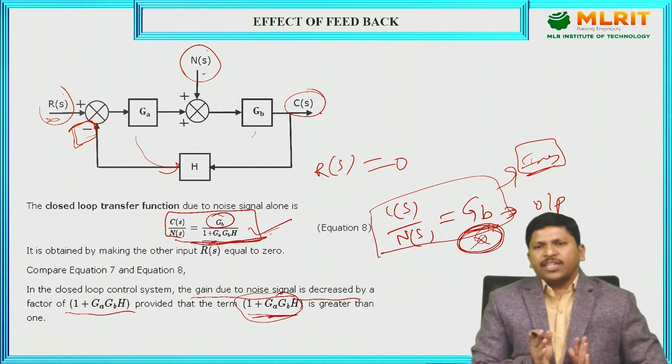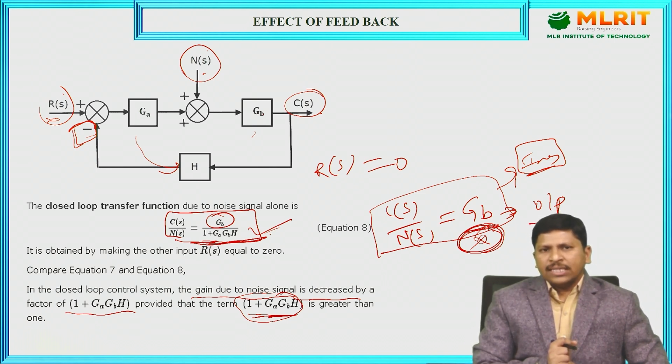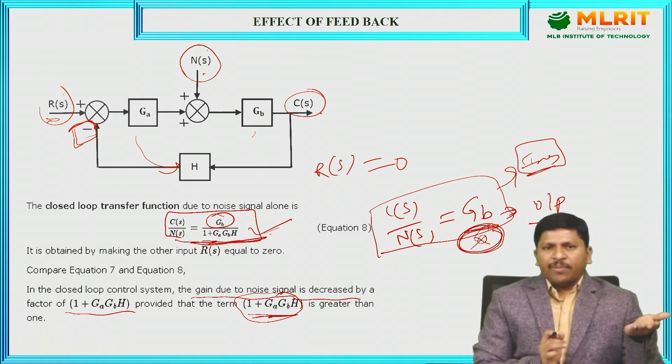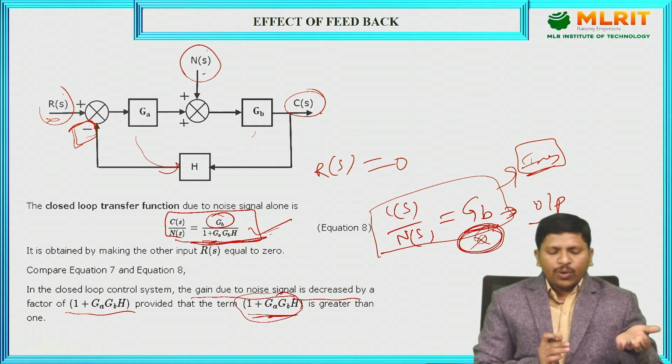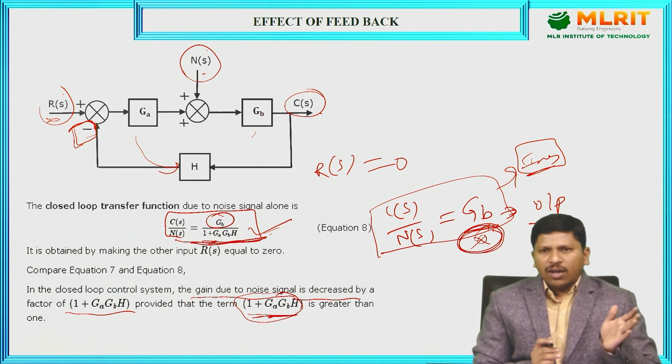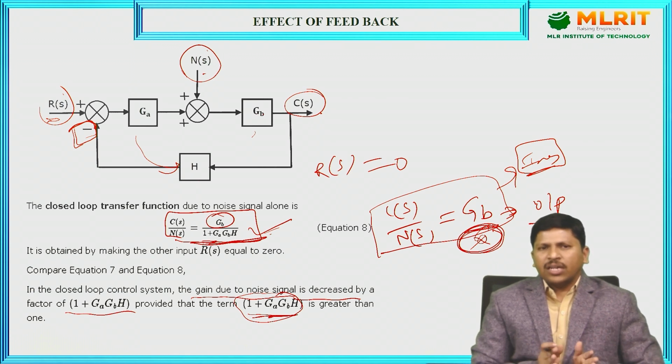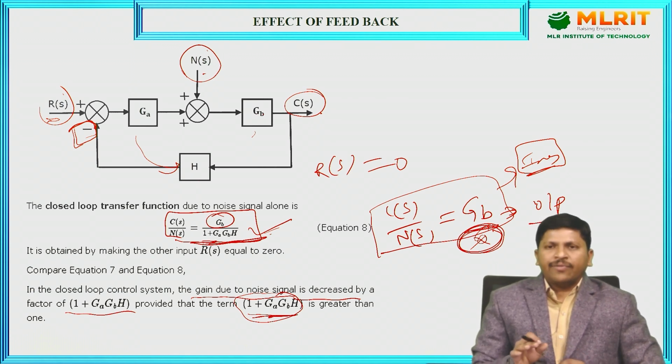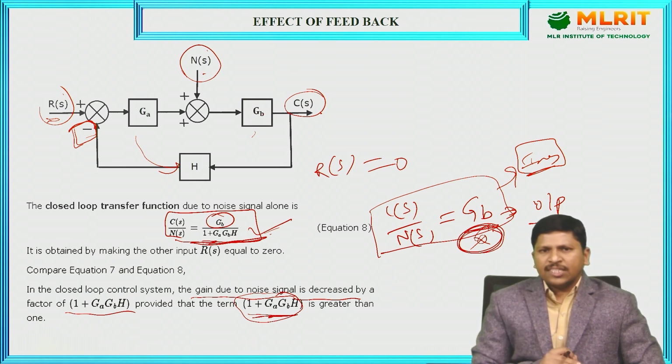So these are some of the effects of feedback on the control system. If feedback is used in a control system, we get an effect on sensitivity, an effect on noise, an effect on overall gain, and an effect on stability. All these are the effects when we use feedback in a control system. This is about feedback and the effects of feedback. I hope you understand every effect of feedback on closed loop control systems. Thank you, one and all.